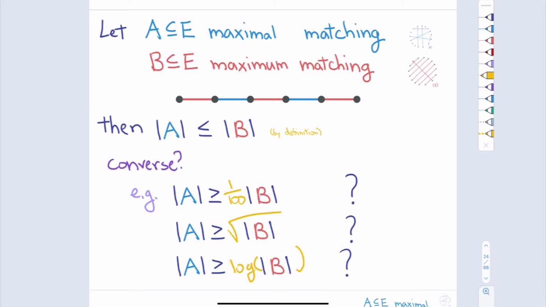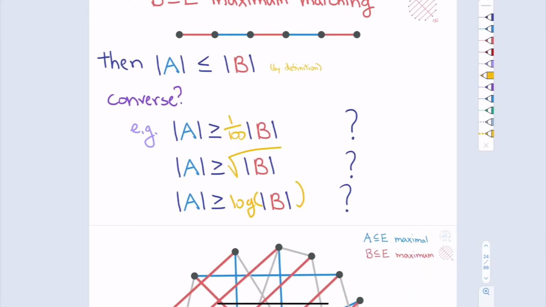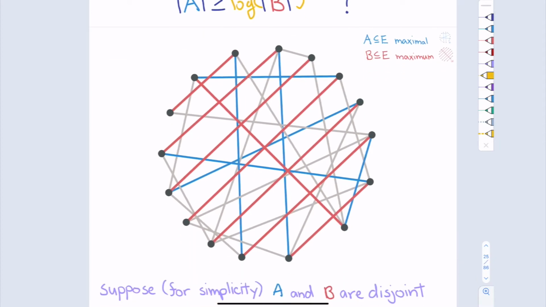It's a reasonable question to ask just to open up the problem, right? Because maximum matchings we don't know how to compute yet, we can always see if there's a big difference. So we're going to try to answer this question.